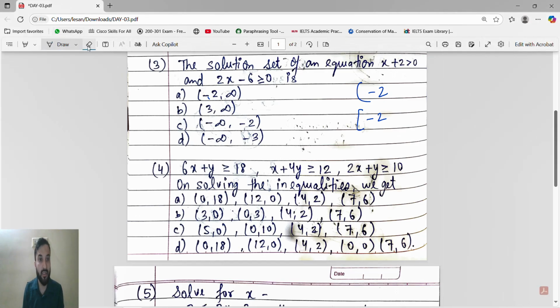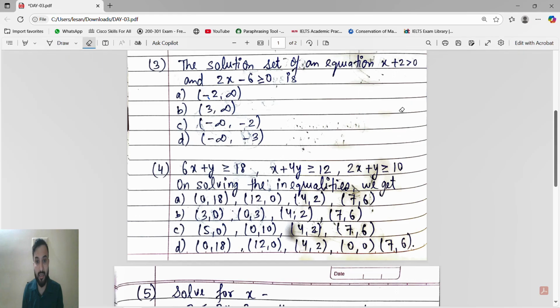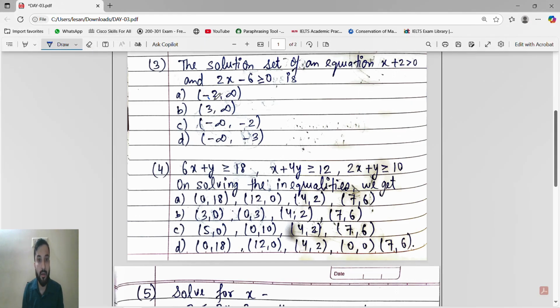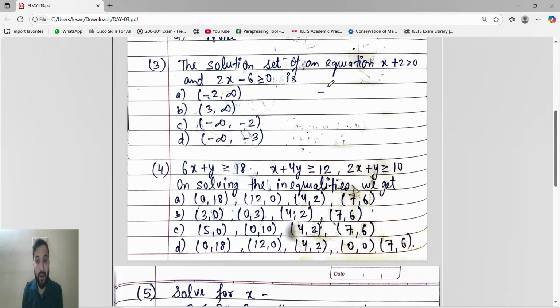Now if you take this value, from -1 to infinity, if you take any value, say -1, then -1 plus 2 is 1. 1 is greater than 0, correct? If I take 3, 5, 6, anything, 6 plus 2 is 8, and 8 is greater than 0. Anything you take is greater than 0. So here it is satisfying.